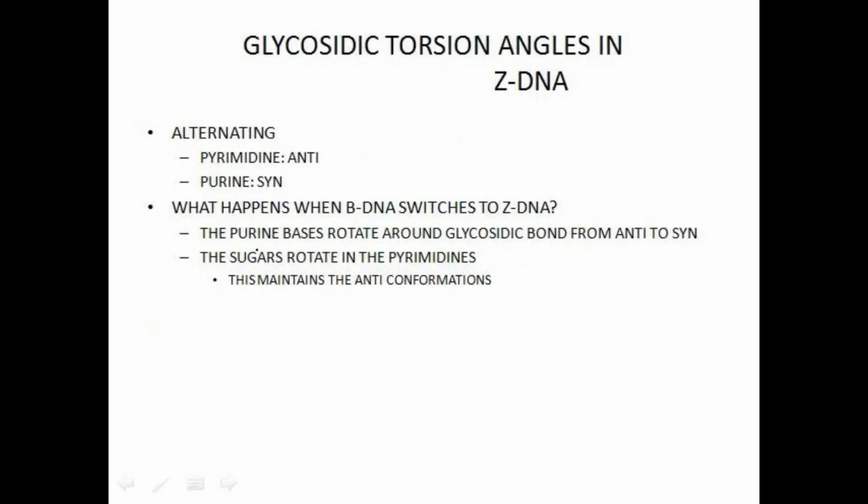Okay, next, glycosidic torsion angles. That means in Z-DNA mainly, consisting of pyrimidines in anti and purines in syn. That means there is a change in the conformation in Z-DNA. And when the conformation changes, DNA is changing from one form to another form. I already discussed this: A to B, B to Z.